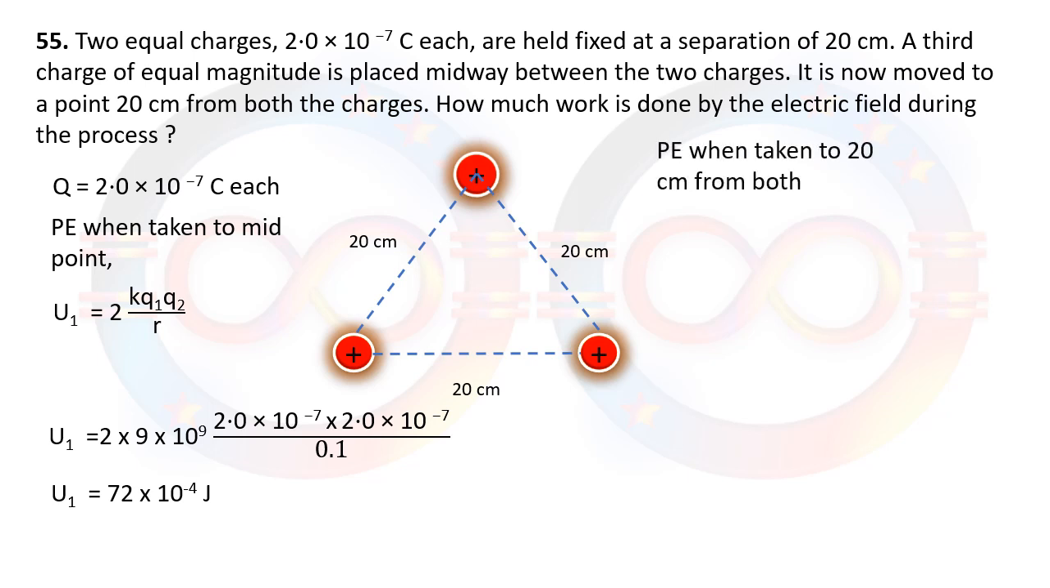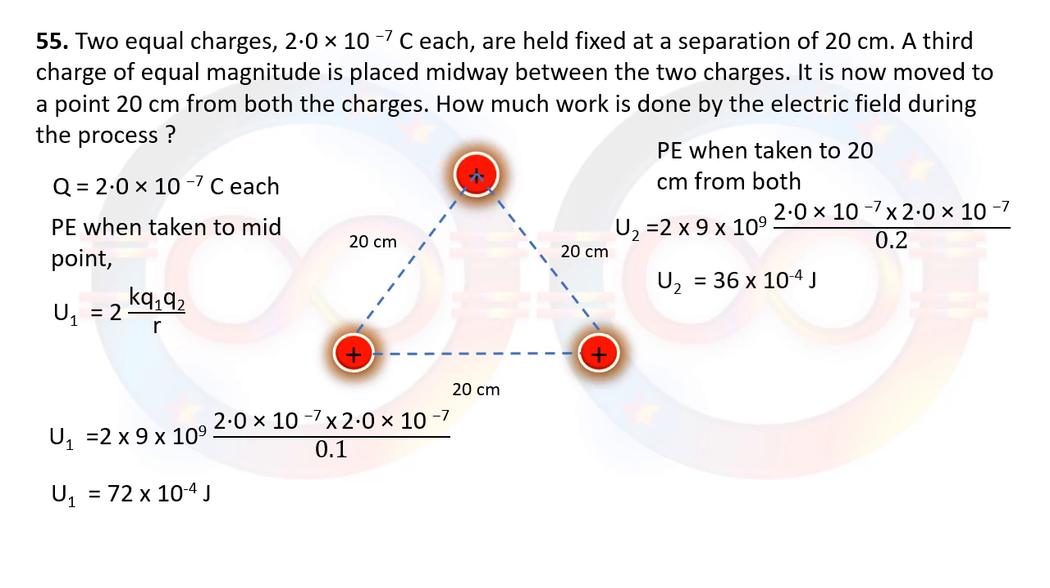Then when it is taken to its perpendicular bisector at a distance of 20 centimeter from both, again we calculate U2. The formula is 2 K Q1 Q2 upon R. Now the distance will be taken as 0.2. So the energy will come to 36 into 10 raised to minus 4 joule, and work done is equal to the change in potential energy, that is 72 minus 36, that is 36 into 10 raised to minus 4 joule. That is the final answer.